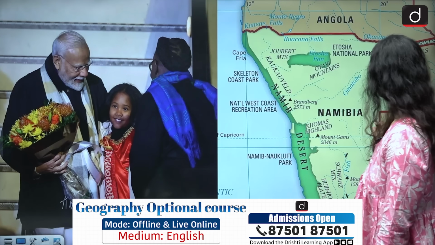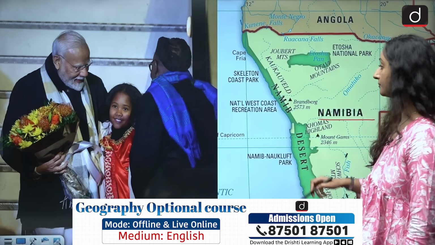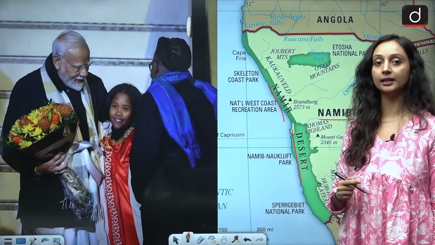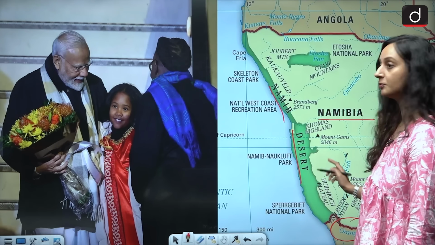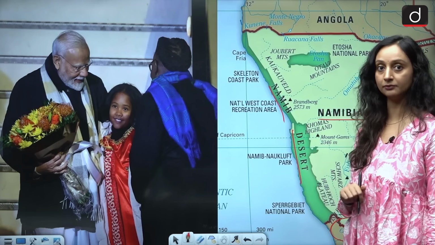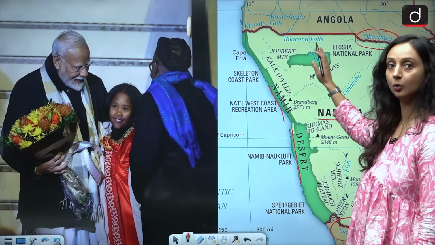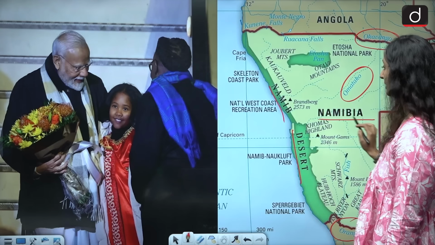So Namibia as a country is present on the southwestern part of Africa and is named after Namib Desert, which is on the western part of Namibia. There are some important rivers which are River Orange, which forms the boundary between Namibia and South Africa, River Okavango, which is a border between Namibia and Angola and Namibia and Botswana, and River Romatako, which flows in Namibia.